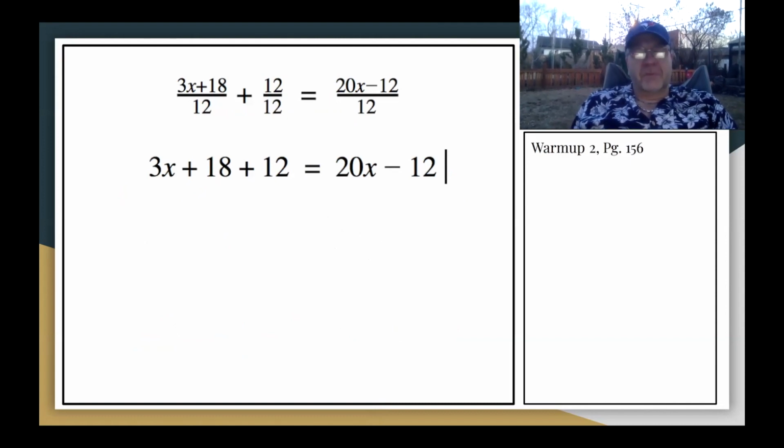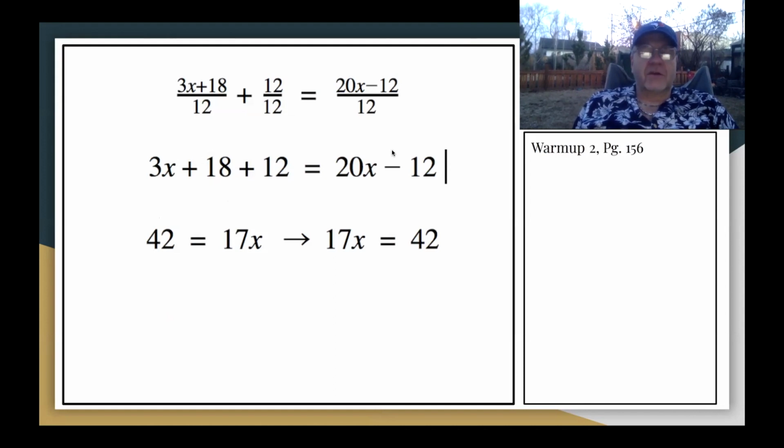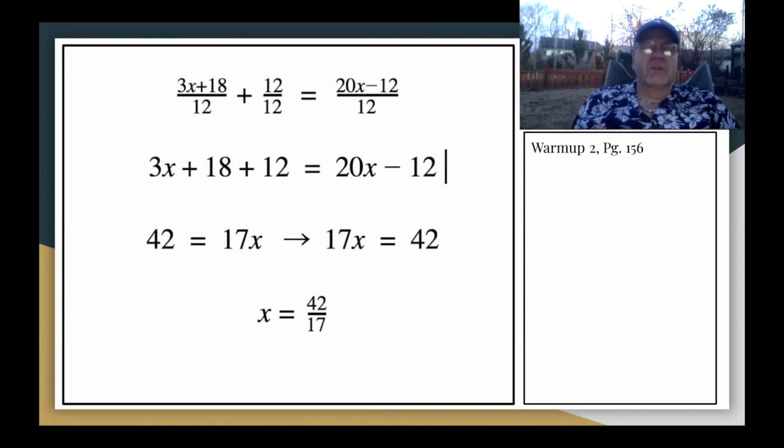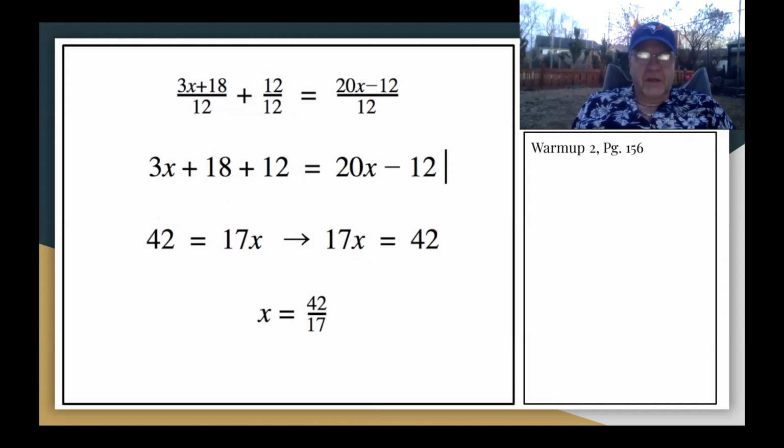So the next step is to bring all the x's to one side and all the constants to the other. And I'm going to bring all the numbers to the left side. So 18 plus 12 plus 12 is going to be 42. And when I bring the 3x over there, it's going to be 17. 42 equals 17x, or in other words, 17x equals 42. And the only simplification you can do is to say that x equals 42/17. That's not a very pretty fraction, but it is what it is.